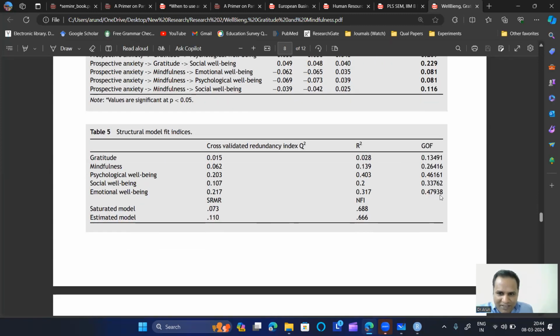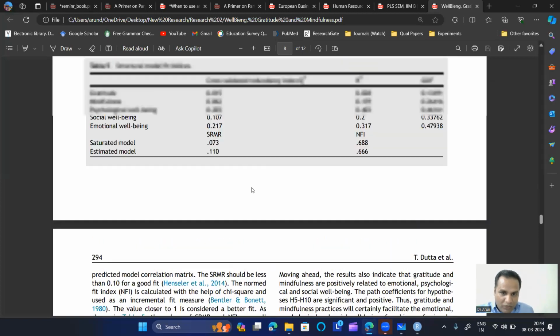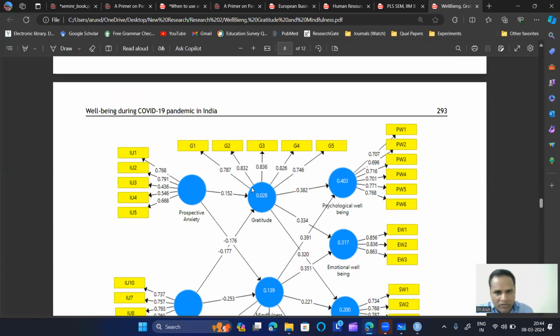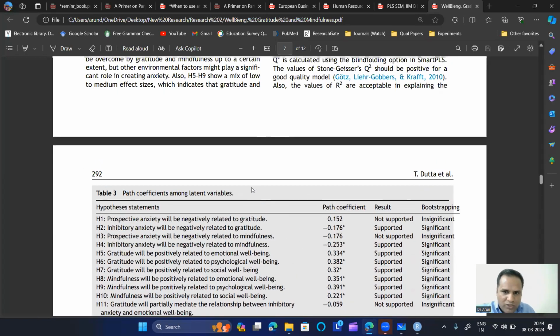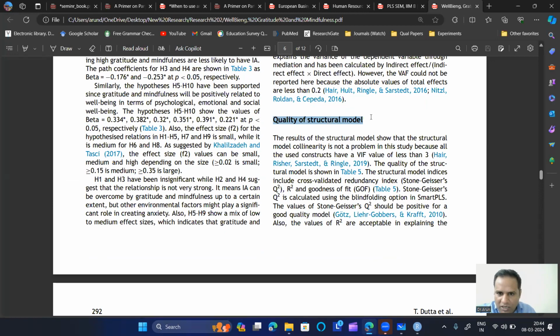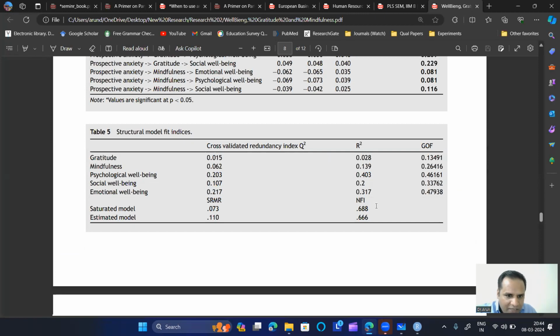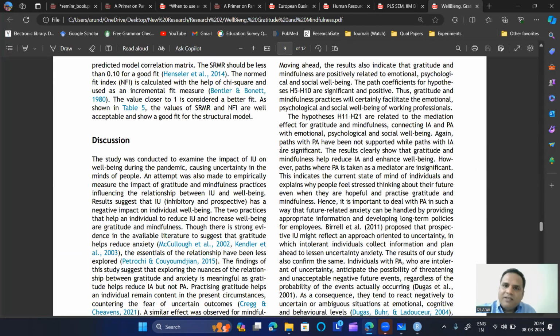And here also they have spoken about Q square, and they are using SmartPLS 4. By the way, SmartPLS 4 gives everything, but still they are very choosy about reporting. So, quality of structural model. Here you see, again they are silent about whether they have performed PLS predict or not. They are reporting Q square. Indian people are very smart in concealing and using a suboptimal method of reporting model predictive ability.